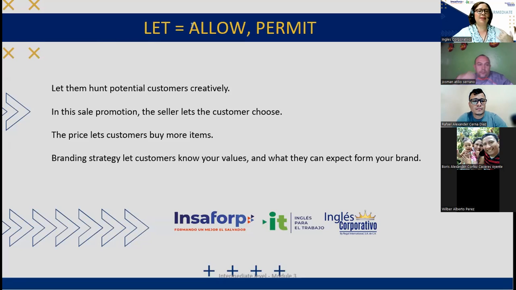Let's look at some examples. For example, we have let, and the meaning of this verb is allow or permit, right? Allow or permit. And we have some examples here. Let's look at the structure we are using. We are not using allow, we are not using permit. This is the meaning of let. But allow and permit are also causative, but they have a different structure. Let's look at this one. Let them hunt potential customers creatively. So if you see, we are saying permit to them, right? Let them hunt potential customers.